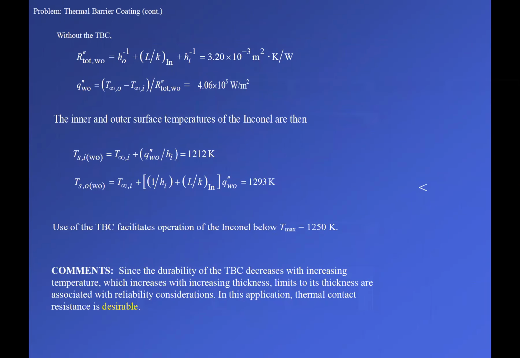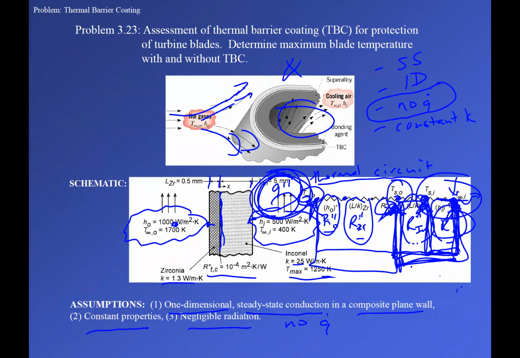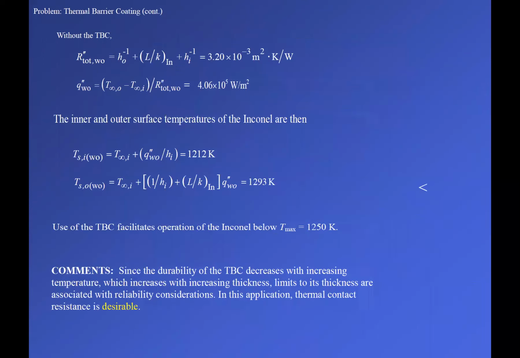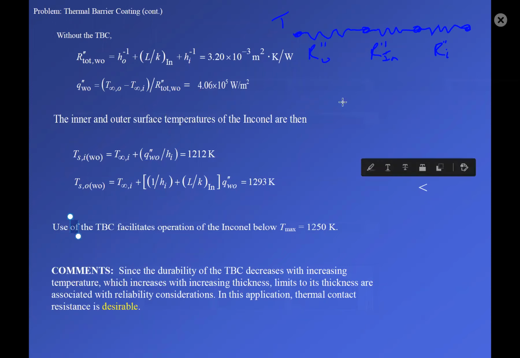Without the thermal barrier coating, that's basically saying that we don't have the bonding agent here, and we don't have the thermal barrier coating. So you just have, let's rewrite our resistor network. So we have convection resistor, we have the Inconel, and then we have convection on the inside. So we have this, okay? And we want, again, these temperatures.